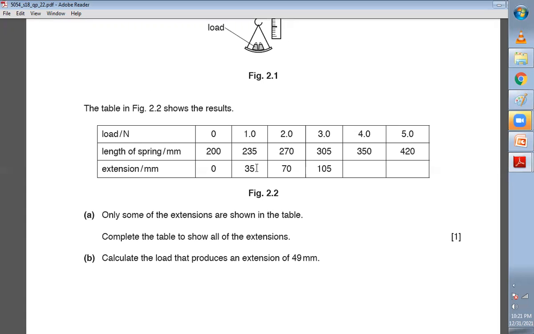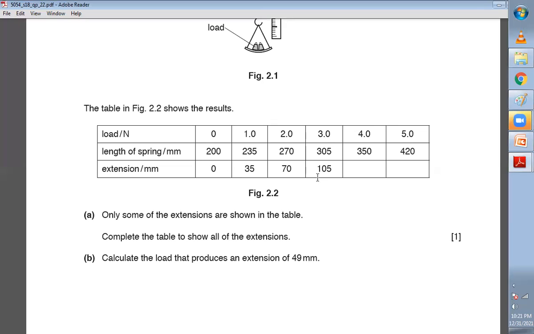For example, when the load is 2 Newton, the length is 270 millimeter, and you want to calculate the extension, the formula for the extension is L minus L naught. So L here is 270 millimeter and L naught is 200. So 270 minus 200, that will be 70.